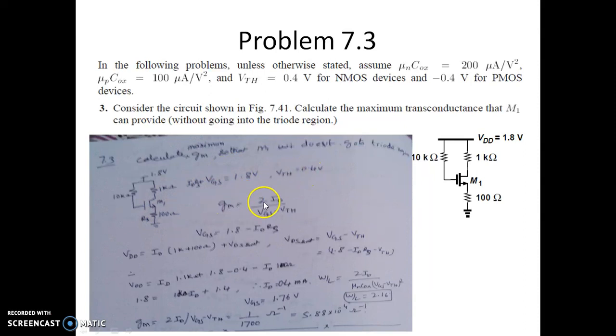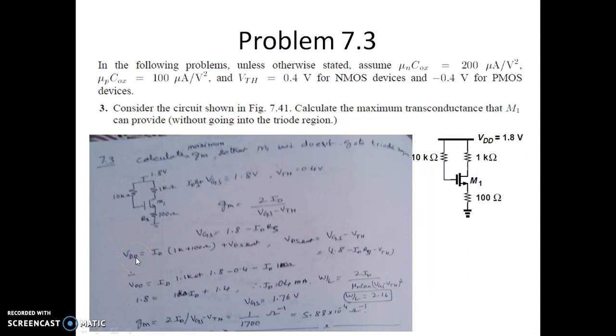And we know that GM is 2ID by VGS minus VTH. We know the expression for VGS as 1.8 minus ID into RS. So this is the VGS which is given over here. Here we have ID into RS plus VGS equal to VDD, because the voltage drop over here is 0, since there is no current going to the gate of the circuit.